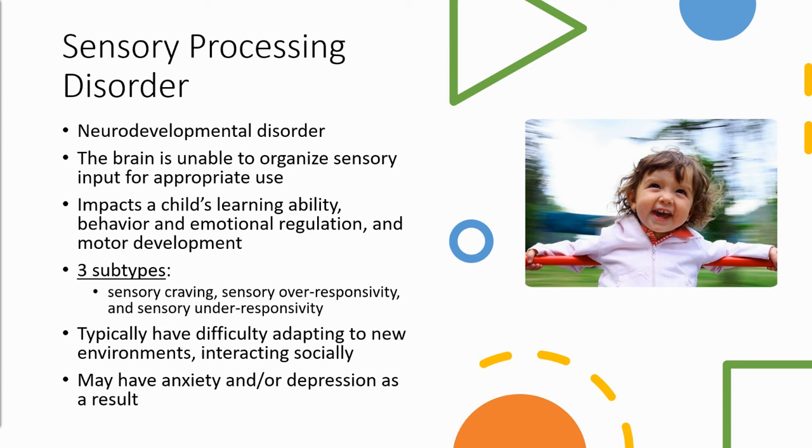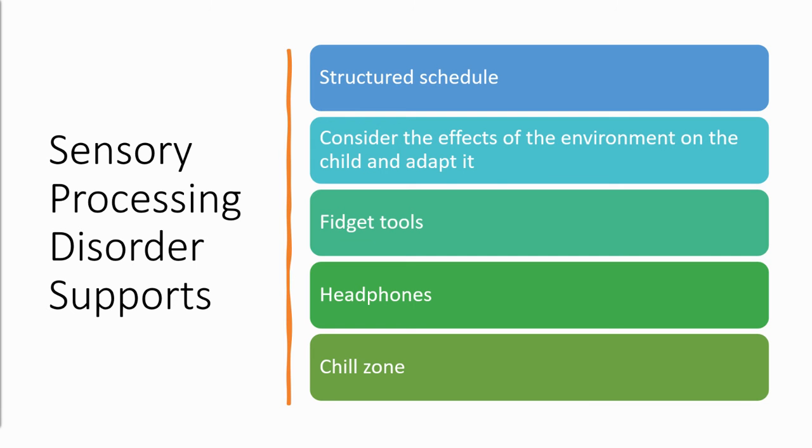A child with sensory processing disorder typically has difficulty adapting to new environments and interacting socially, and due to that may have anxiety and or depression as a result. Some supports, which again we'll talk about more specifically later, include a structured schedule, considering the effects of the environment, so recognizing the sensory stimuli that is going on at the moment and understanding how to adapt it to help that child process their sensory inputs. Providing fidget tools, if applicable, headphones, and again, a chill zone to help them regulate their sensory system.